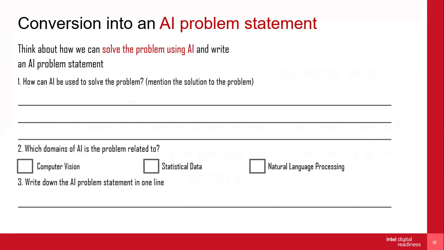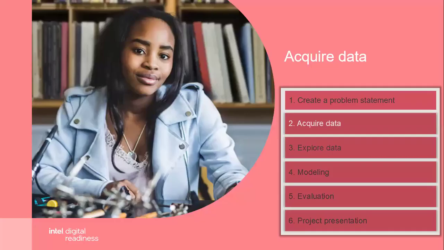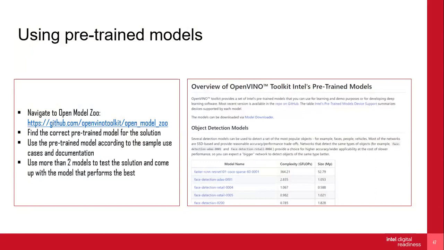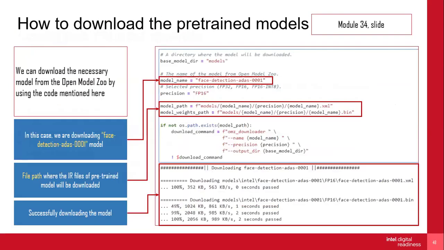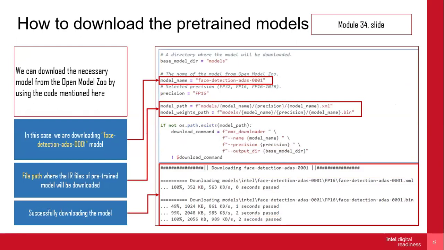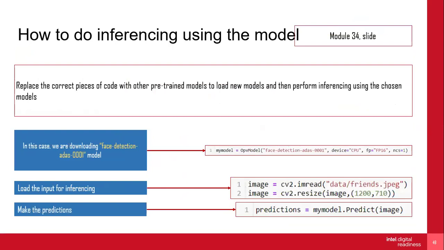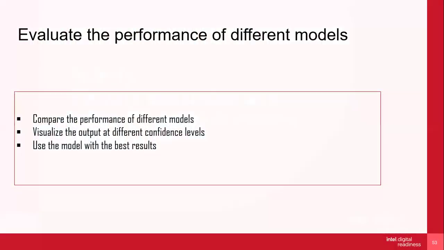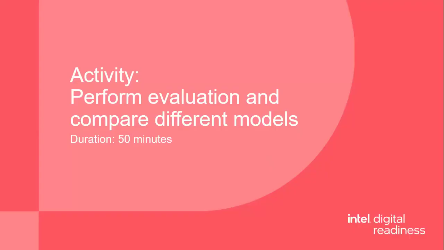Then you choose one problem finally, and convert it into a project, like using computer vision or whatever you're going to use to give the solution. Then acquiring data, exploring data, and then modeling. For example, face detection, any model you can use. Then finally, we are downloading the face detection pre-trained model and successfully downloading the model. Then load the input for inference, take the prediction and do this. And then perform the evaluation.